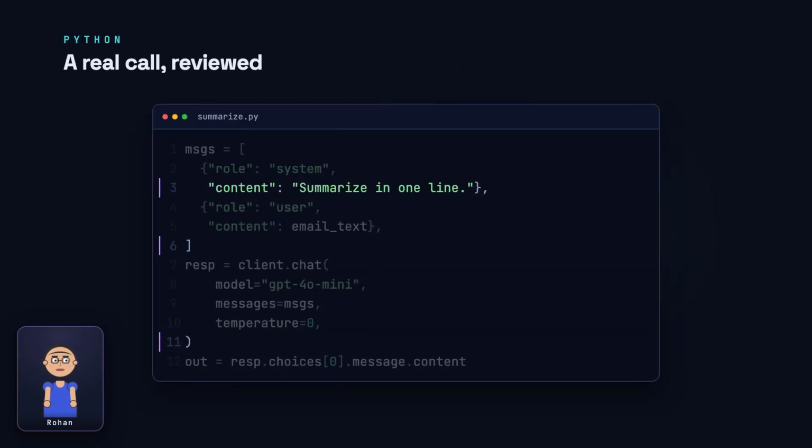Now the real thing. The system message holds the instruction, the user message carries the context. Temperature 0 makes token selection near deterministic, good for anything you want reproducible. When you review code like this, check: is the instruction clear? Is the untrusted email text kept separate from instructions? And is the output validated before use?